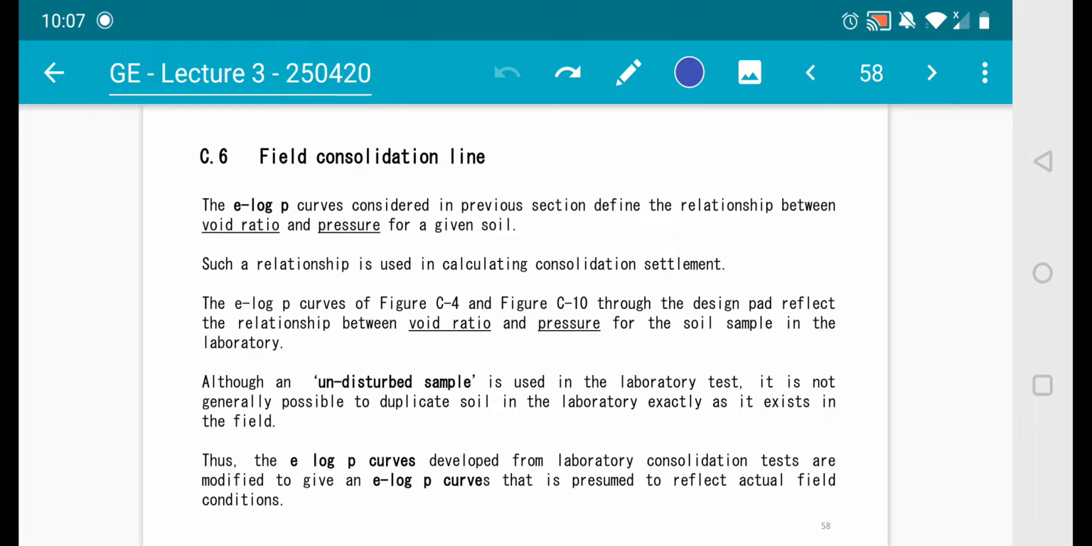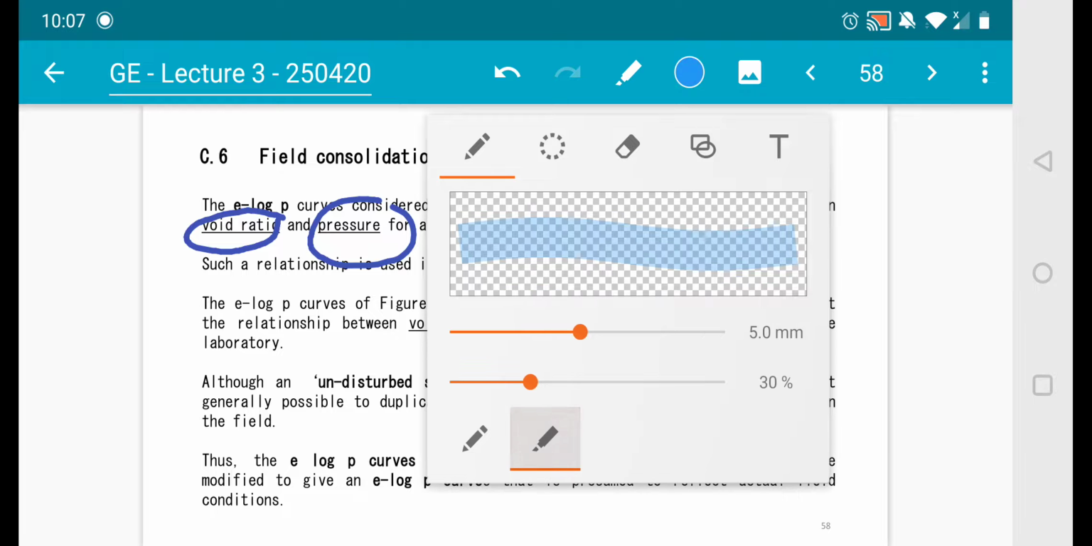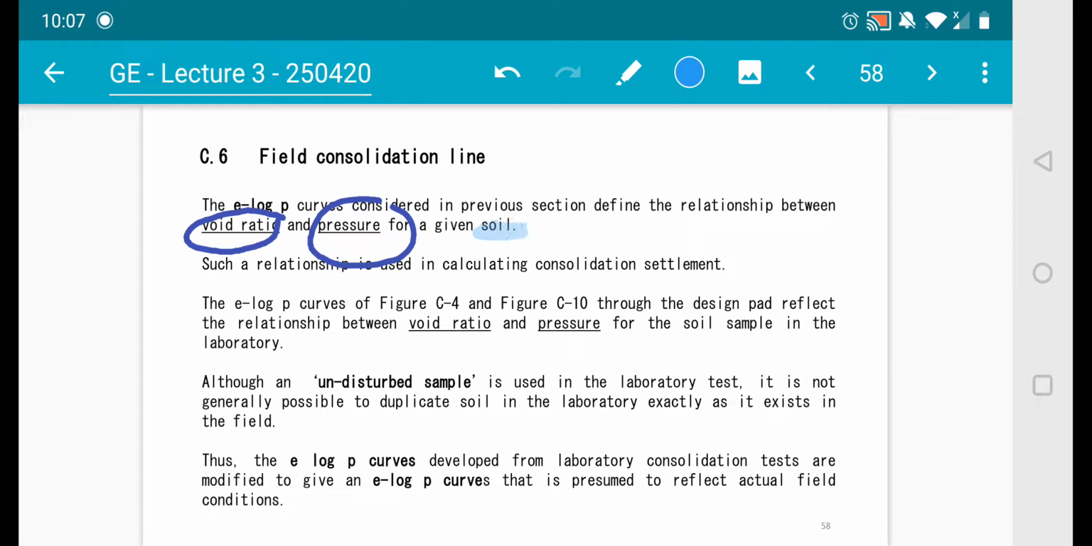Okay, now the E-log P curves considered in the previous section define the relationship between void ratio, remember void ratio, and pressure. Now let me change to highlighter. For a given soil, such a relationship is used in calculating consolidation settlement. Now the E-log P curves of figure C4 and figure C10 through the design pad reflect the relationship between void ratio and pressure for the soil sample in the laboratory. So we were discussing the laboratory approach previously.